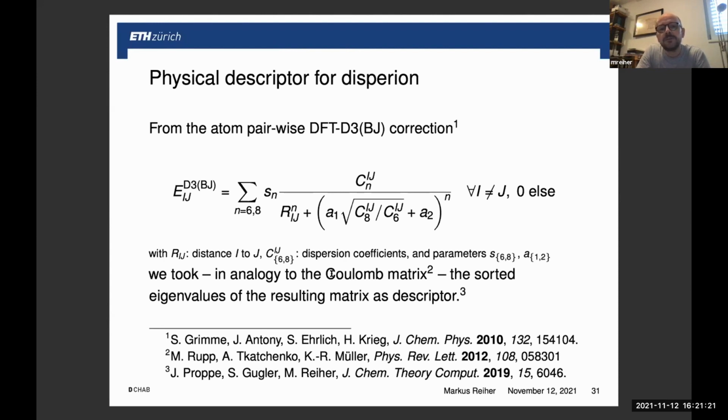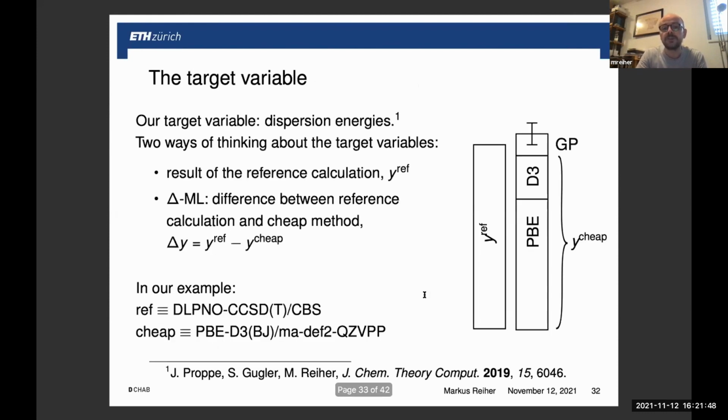And in order to improve on this, we want to exploit the Gaussian process regression. Now, for the similarity measure, we exploit the expression of the D3 correction, right? Which you can see here. You see it has two indices. So in a way, you can treat it as if it would be the Coulomb matrix, for instance. And so you can diagonalize its matrix structure here. Use the eigenvalues in the very same way as the input variables for the Gaussian process.